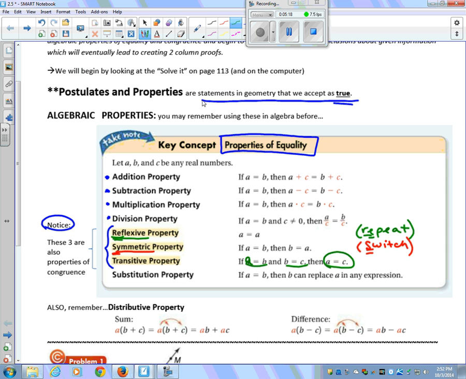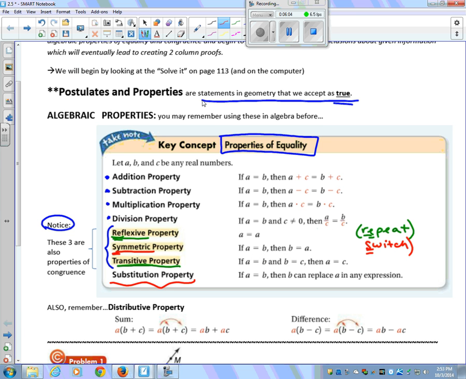If my height, think of it as A, is the same as my sister's height, B, and my sister's height is the same as her son's height, C, then my height must be the same as her son's height. If A equals B and B equals C, then A, the first one, must equal C, the last one. That's the transitive property. That is going to be something we use a lot. So take notice of that one. Okay, substitution property of equality.